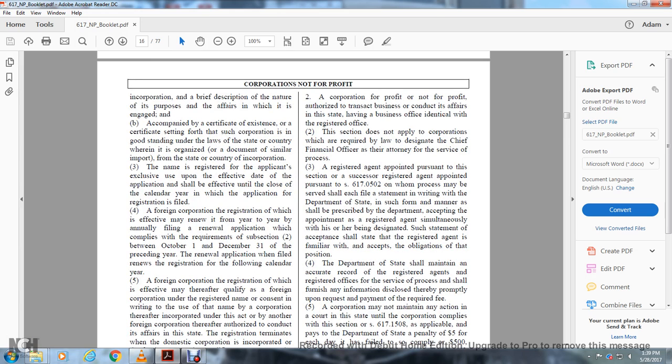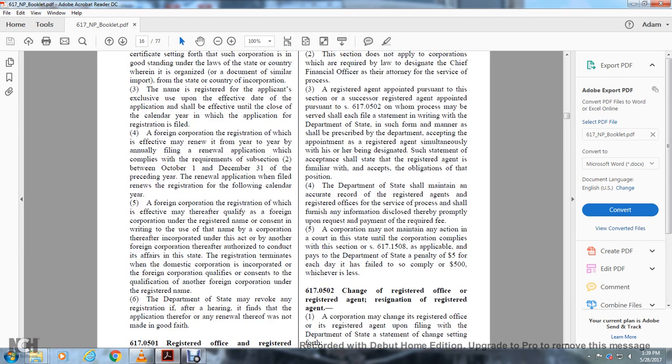The registration is exclusive upon the effective date of the application and shall be effective until the close of the calendar year in which the application for registration is filed. A foreign corporation's registration, which is effective, may be renewed from year to year by annually filing a new application that complies with the requirements of subsection 2 between October 1st and December 31st of the preceding year. The renewal application, once filed, renews the registration for the following calendar year.